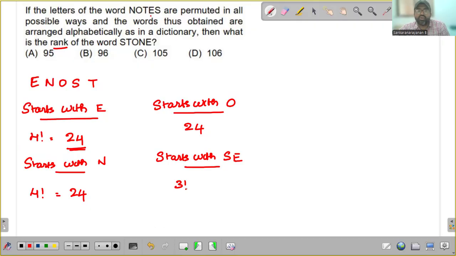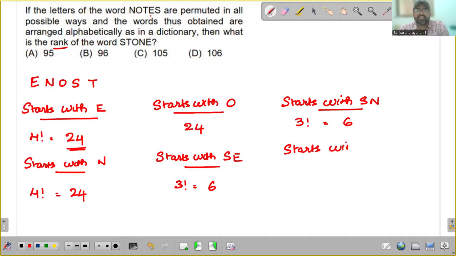3 factorial, you know, it is 3 into 2, 6. So that starts with SE, 6 possibilities are there. Okay. In the same way, the number of words that start with SN, that also will be 3 factorial, which is equal to 6. That start with SO, you can see that that also will correspond to 3 factorial, that is equal to 6.